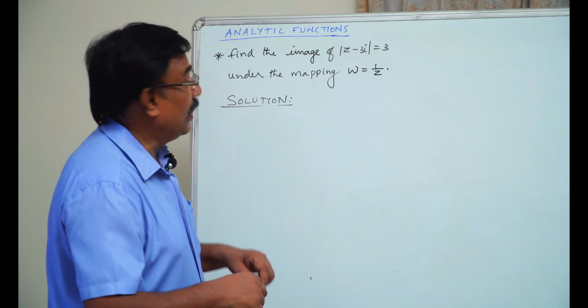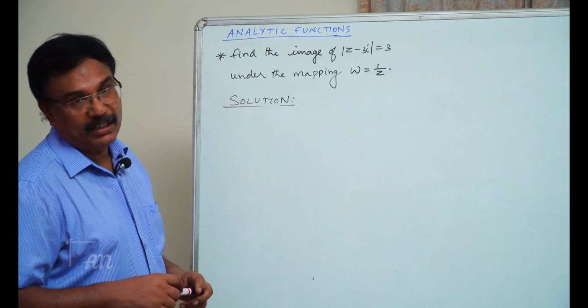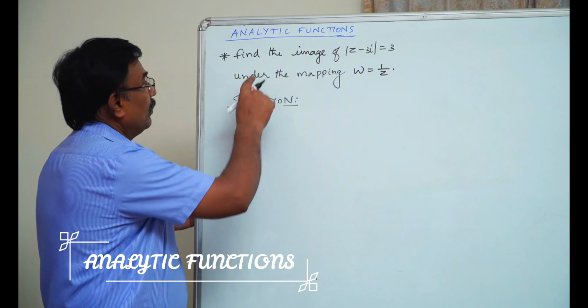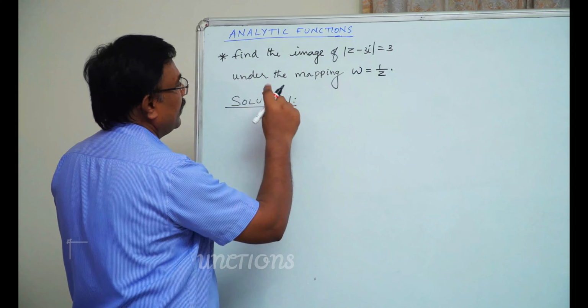Hi students, we are studying analytic functions. Today in analytic functions, we are studying the transformation from z plane to omega plane. Here modulus of z minus 3i is equal to 3 is given. We have to find the image of this under the transformation omega is equal to 1 by z.